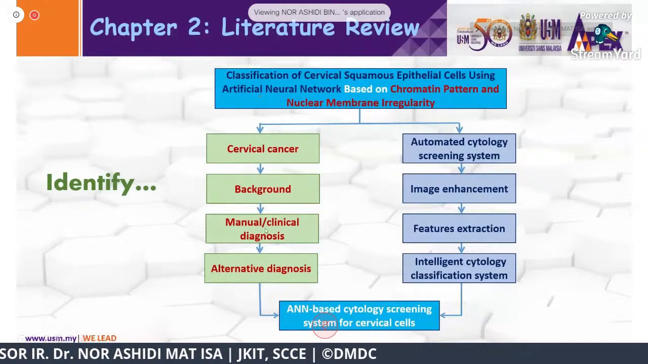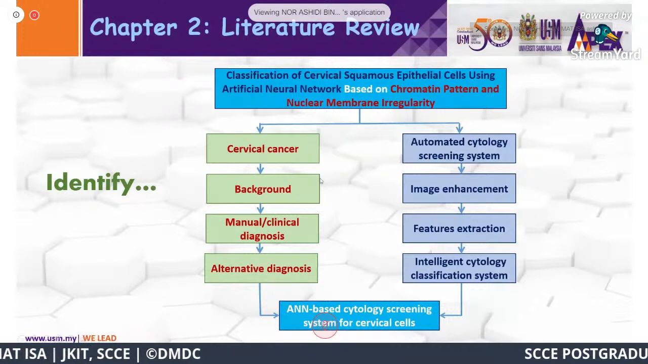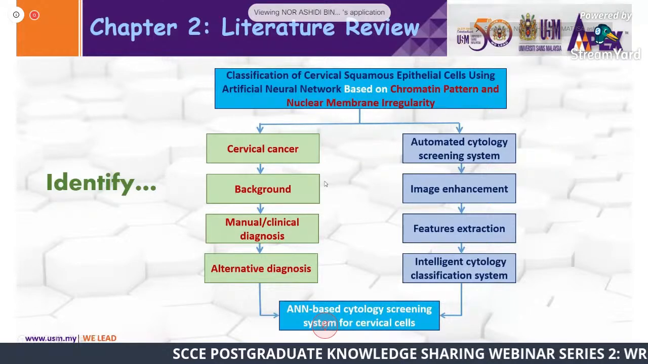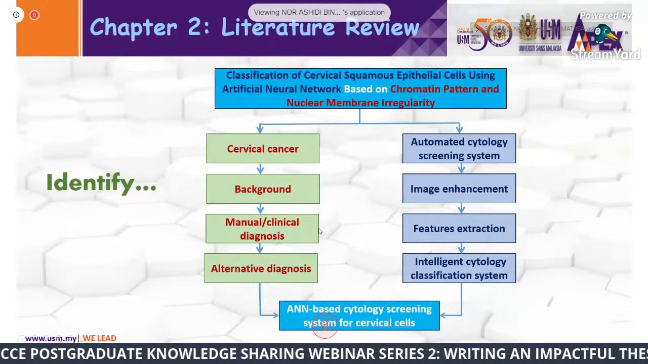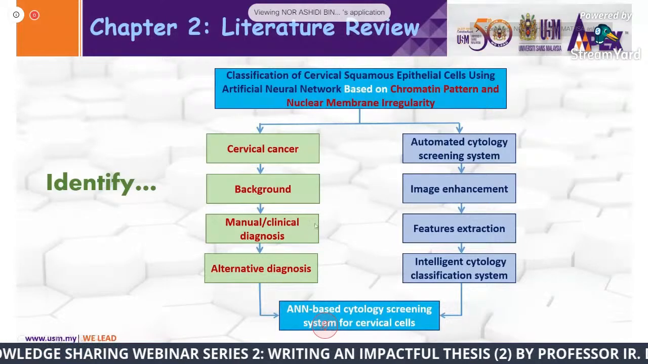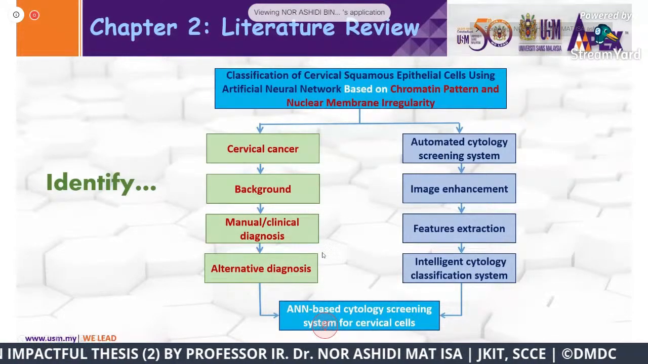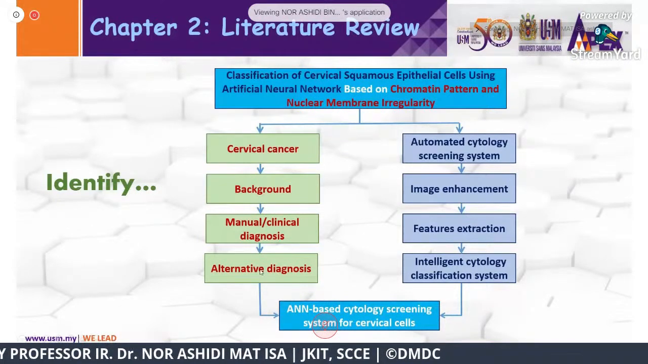Okay, so this is how you do the literature review. From one point to another, you ask what the limitation is. Because of the limitation, people move to this area. This also has a limitation. So because of the limitation, people move to this area. And this is the recent one, the current one.